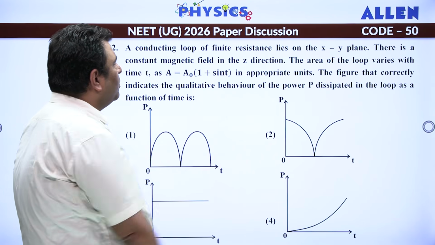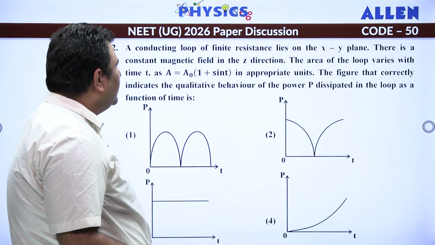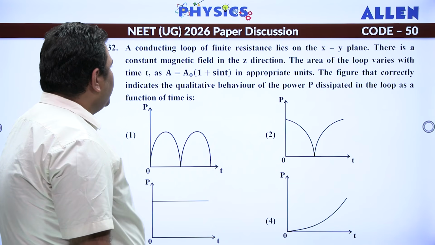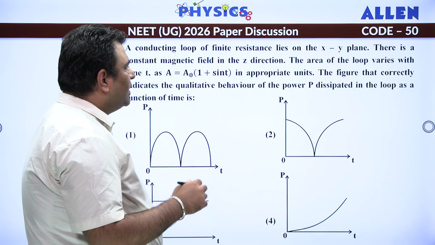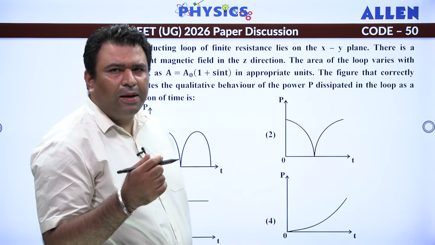There is a conducting loop of finite resistance lying on the xy plane. There is a constant magnetic field in the z direction. The area of the loop varies with time as A equal to A naught times 1 plus sine t. So we have to find out what is the power dissipated in the loop as a function of time. How to do this type of question now?